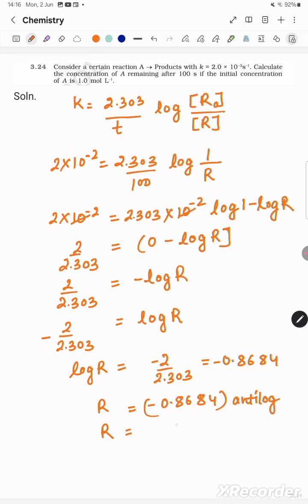After calculating it will become 1.354 multiplied by 10 to the power minus 1. So the concentration of reactant at 100 seconds will be equal to 0.1354. Now this is the answer. It's very easy, you just have to put all the variables in the formula of first order reaction.